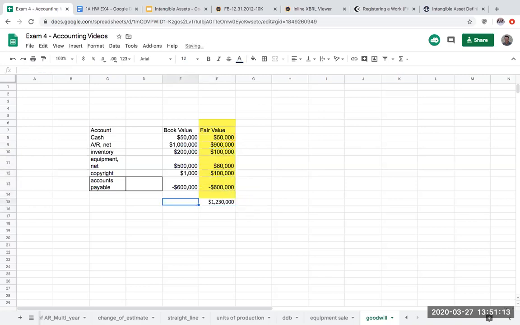So this is my total assets, less any liabilities assumed. So right here, I'm assuming $600,000 of liabilities. So the net assets acquired are going to be $630,000. So that is my fair value.